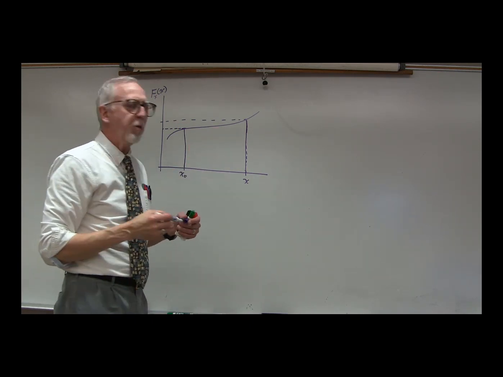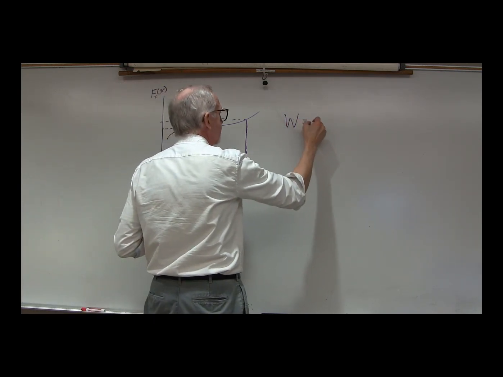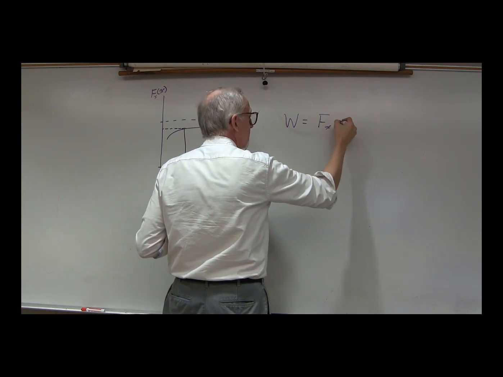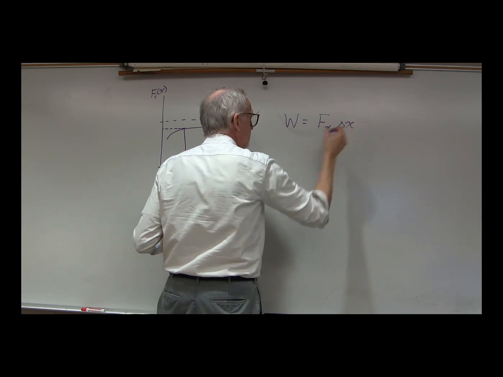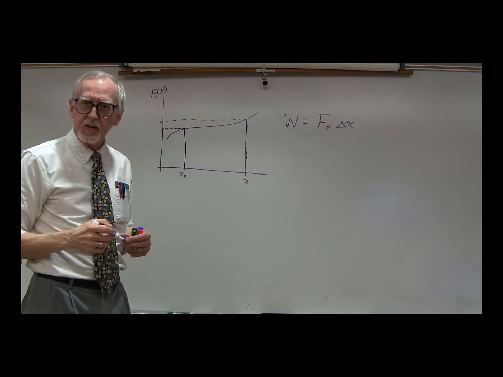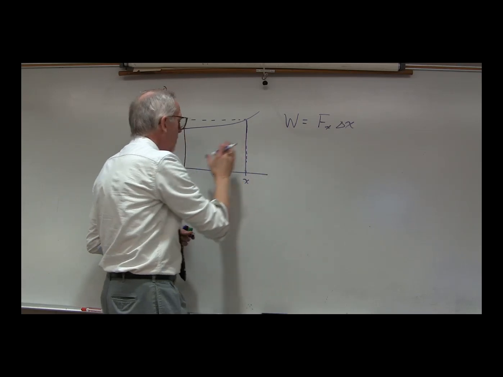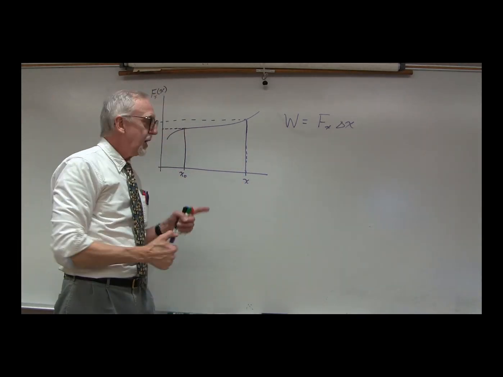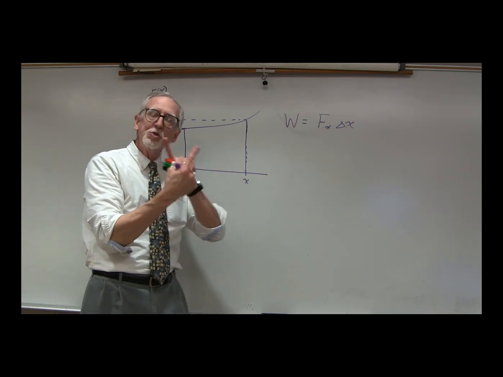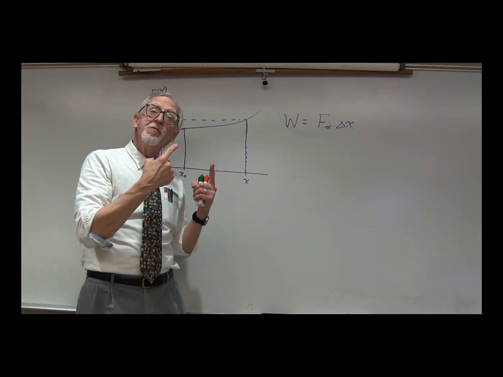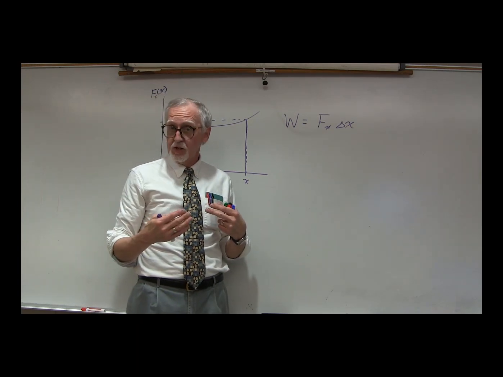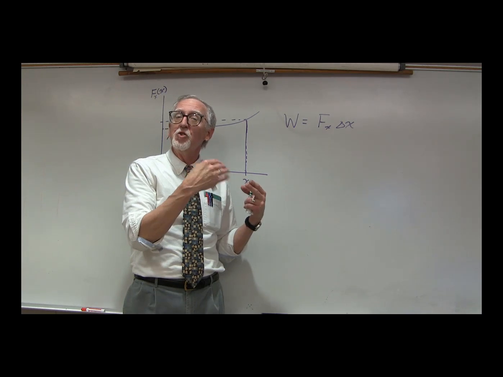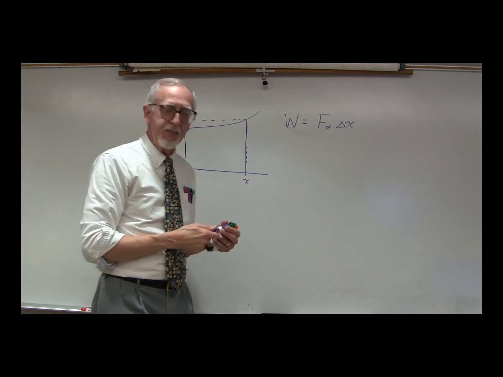So how are we going to figure out what's the work done? Remember, the work in this case is F sub x times the displacement delta x. But that only works when the force is constant. How are we going to use this when the force is not constant? What we're going to do is divide up the displacement into small regions where the force doesn't vary very much, or at least it varies just slightly, so that we can assume it's relatively constant over that interval.